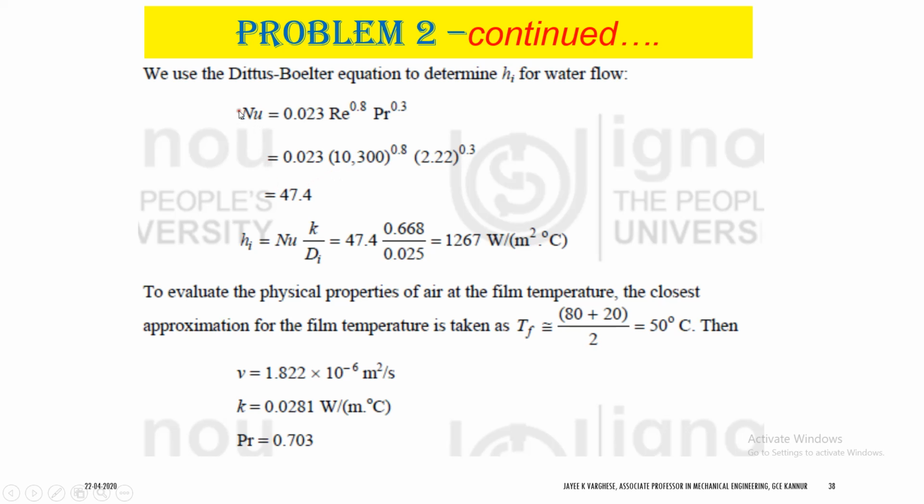Substituting the values, we get Nusselt number equal to 47.4, and Nusselt number is equal to hD by k, or heat transfer coefficient is equal to Nusselt number times k by D. k is the conductivity of water and D is the diameter of the pipe. Substituting the values, the heat transfer coefficient is 1267 watt per meter square degree Celsius. So this is the heat transfer coefficient at the inner surface. Now we need to calculate the heat transfer coefficient at the outer surface.